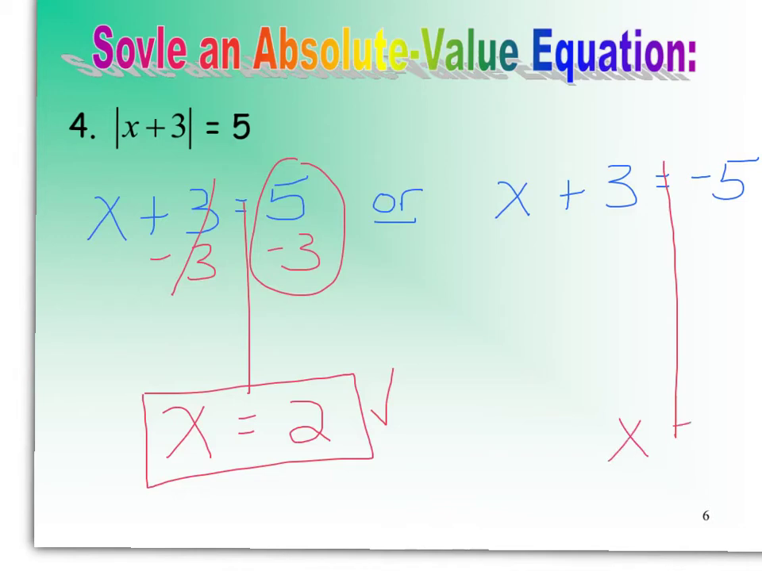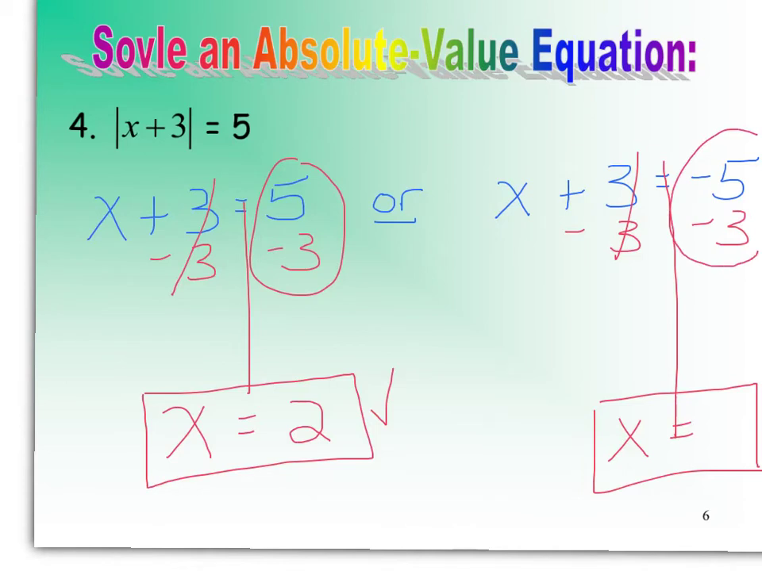Again, we're going to solve this one. Same process, but we will get a different solution. -3, -3, cancel out. -5 plus -3 is -8. So the possible solutions to this absolute value equation are x equals 2 or x equals -8.